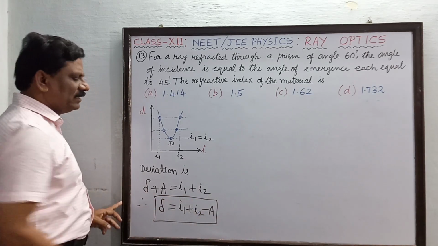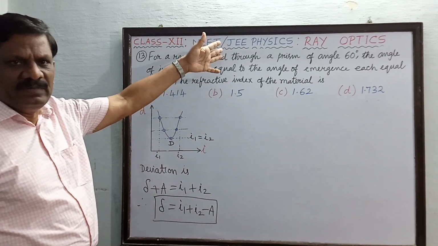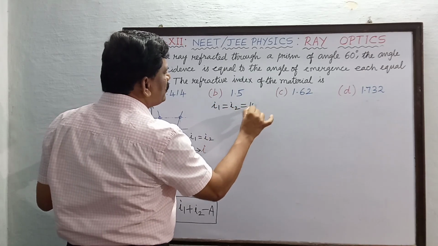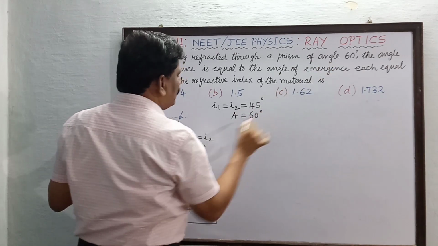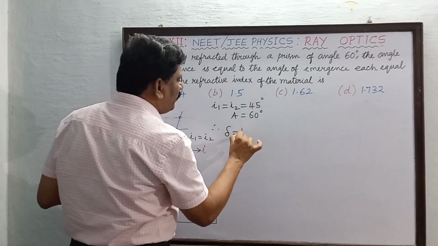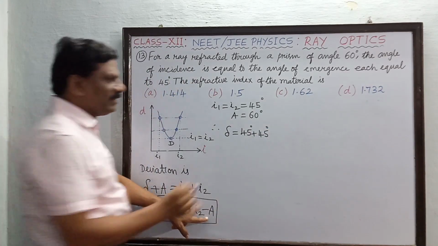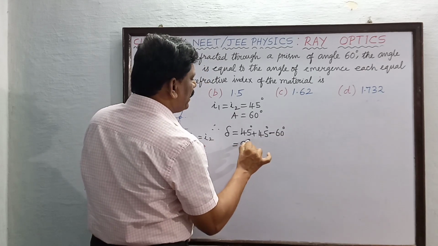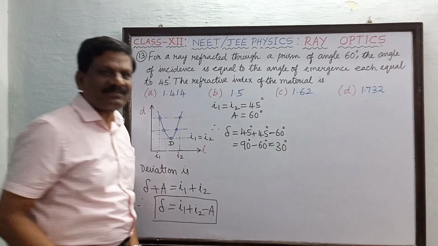So in this, i1 is given as 45, i2 is also 45. Is it not? So i1 is equal to i2 is equal to 45 degrees, and the angle of the prism is given as 60 degrees. Therefore delta is equal to i1 plus i2, which is 45 plus 45, minus the angle of the prism, 60 degrees. So this is equal to 90 minus 60, which is 30 degrees.